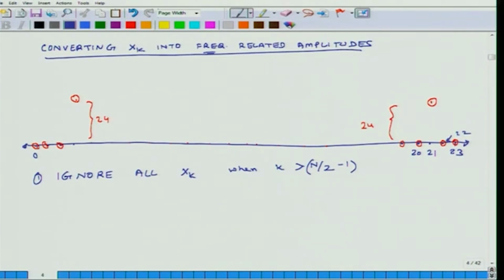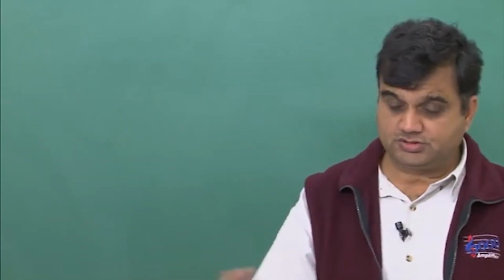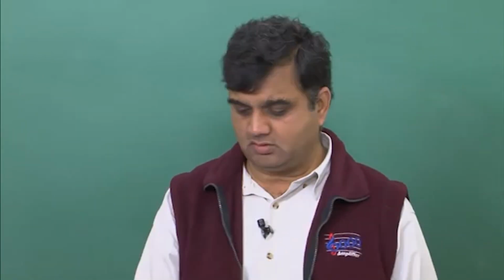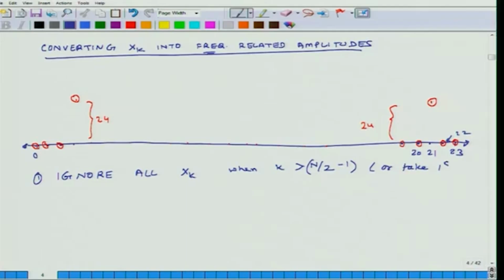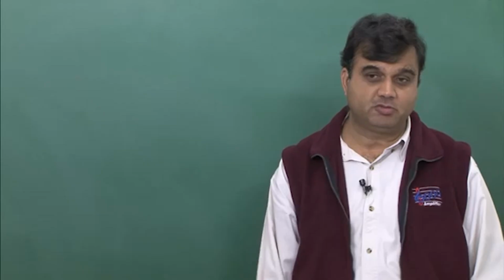12 minus 1 is 11. So you ignore all k equal to 12, 13 and so on. So you have ignored 12 points. So you take basically the first 12 points, or take first half points only. This is in plain English. You take only first half points, okay? All others you ignore, you do not have to worry about those.